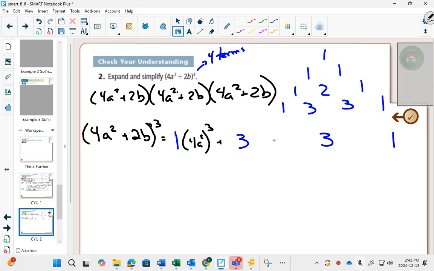Plus. Well, now we're going to have our 4a squared twice and our 2b once. Then we're going to have our 4a squared once and our 2b twice. And finally, the last one would just be that 2b times 2b times 2b, which will be 2b cubed.